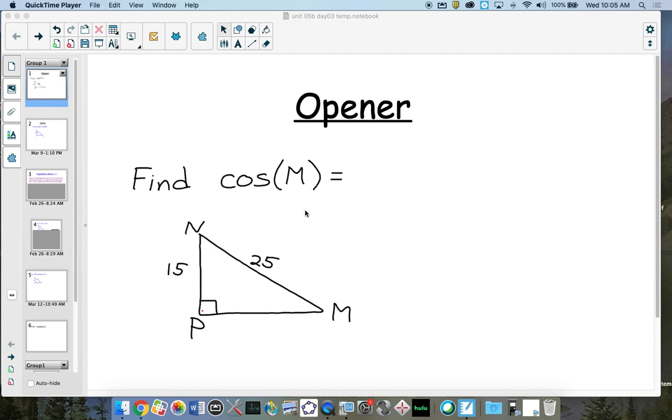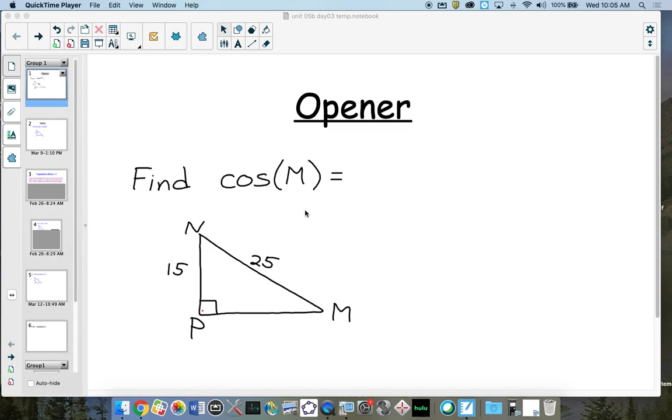Okay, well, welcome back. Today we're going to start with an opener. Now that you know how to find the sine and cosine and tangents of angles in a right triangle, let's see if you can find the cosine of angle M for this right triangle.